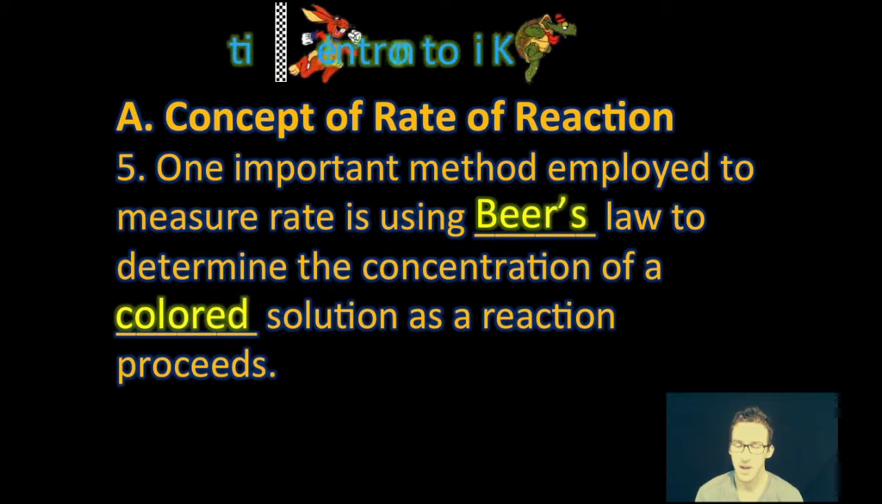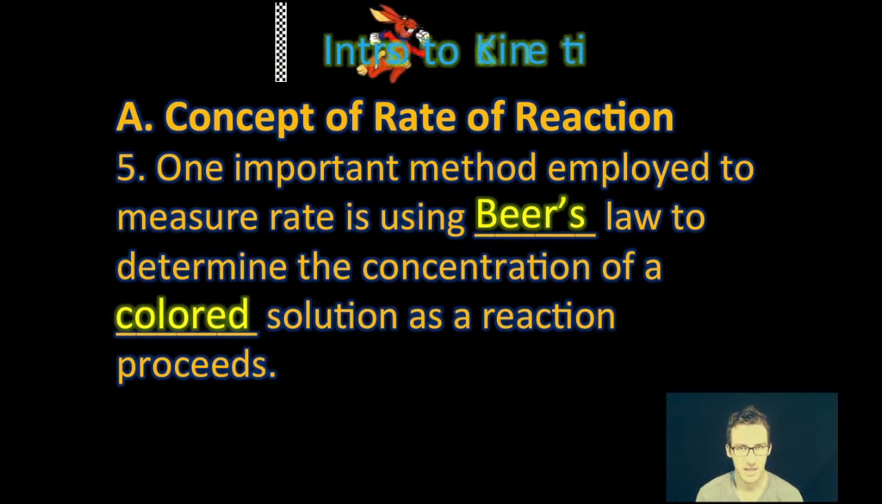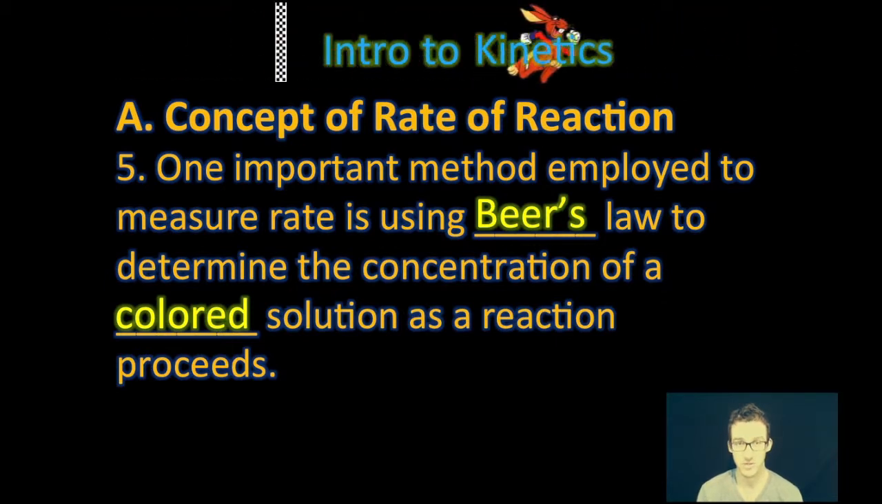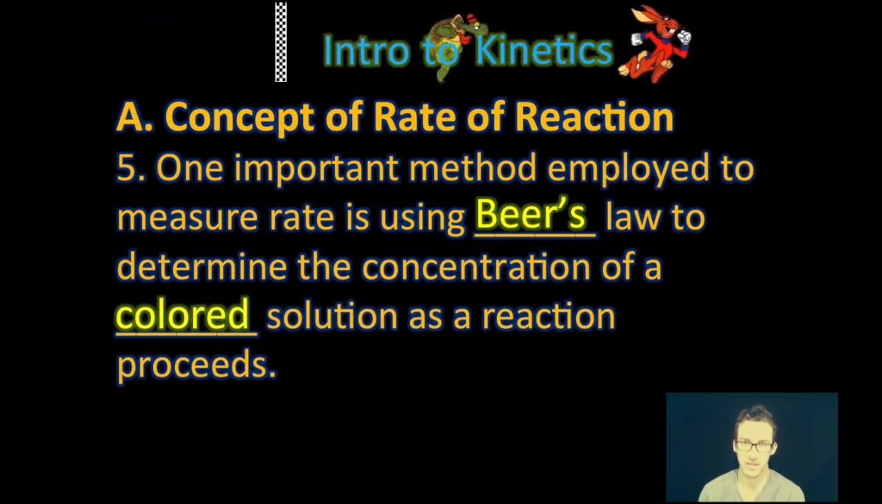And the last thing to keep in mind here as we think about rate is that we're going to use what's called Beer's law to determine the concentration of colored solutions as the reaction proceeds. But for right now, just be aware of that name, Beer's law, and recognize that it is going to be something that we use in the kinetics unit when we're trying to determine the rates of reaction.